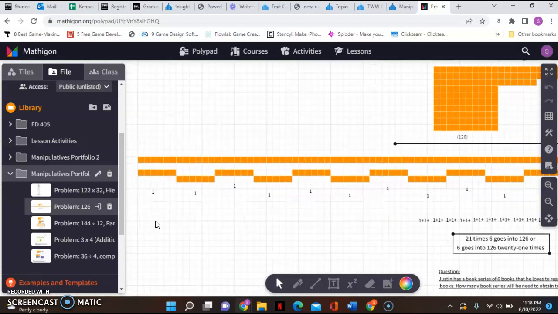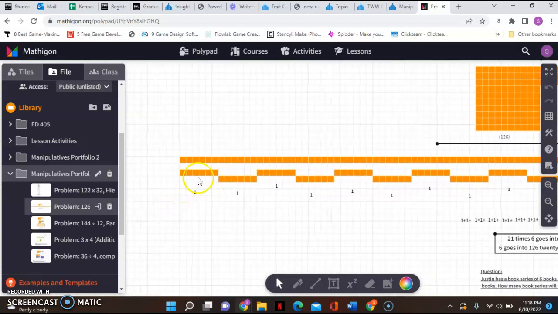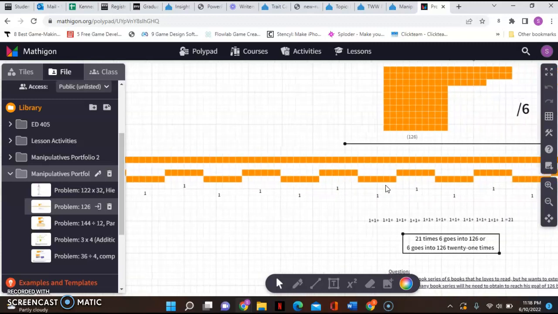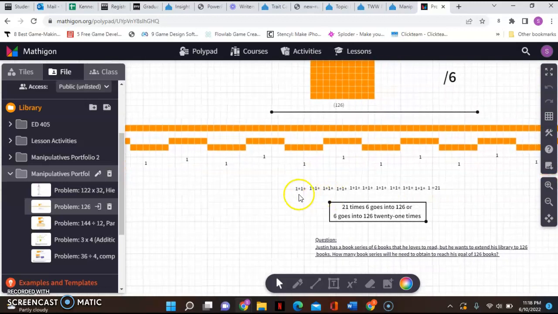Then what I decided to do was I had groups of 6, and I would sort them differently so that I had an accurate measurement of how many groups of 6 could accurately go into the value of 126. This equation here represents the groups of values of 6. That's one group of 6 plus one group of 6 plus one group of 6 and so forth until I got the sum of 21. So 21 times 6 goes into 126. Or you could say 6 goes into 126 21 times.